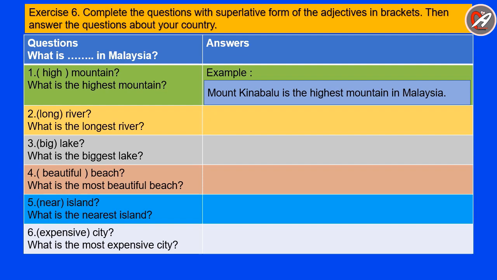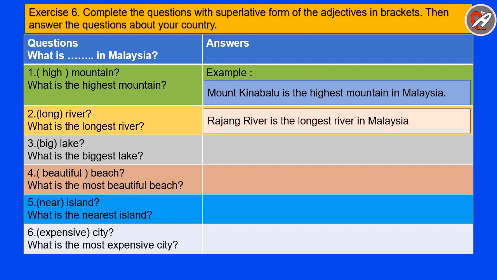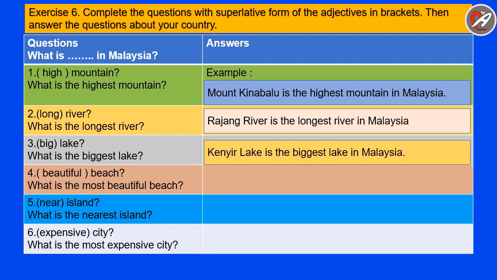Okay, number 2, long. The adjective is long, so the superlative form for long is the longest. So the question is: What is the longest river in Malaysia? Rajang River is the longest river in Malaysia. That should be your answer. Okay, number 3, the adjective big, lake. What is the biggest lake? Kenyir Lake is the biggest lake in Malaysia.